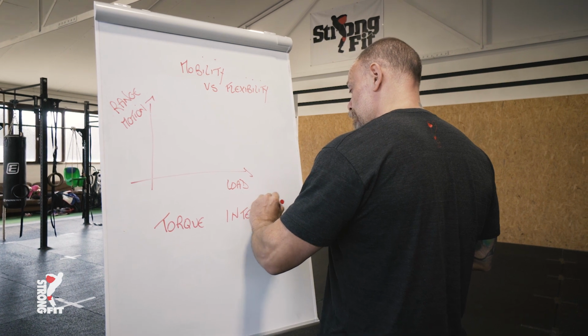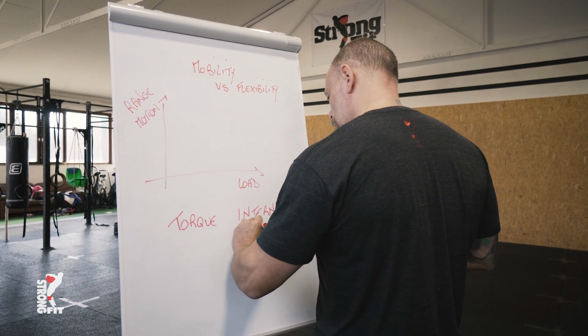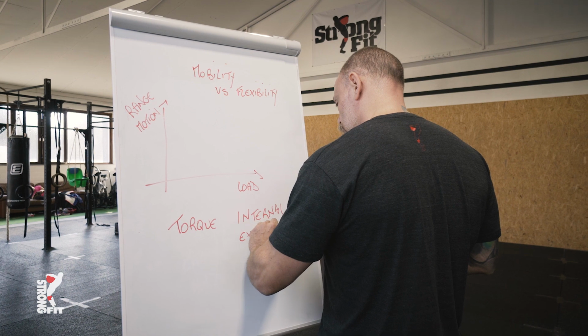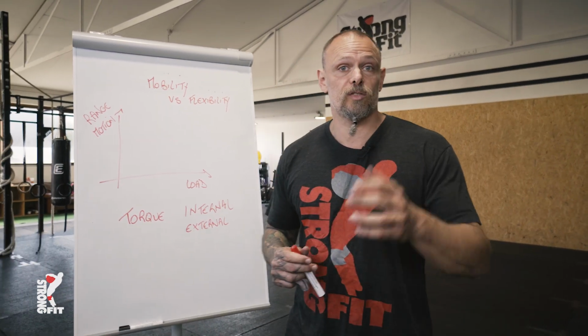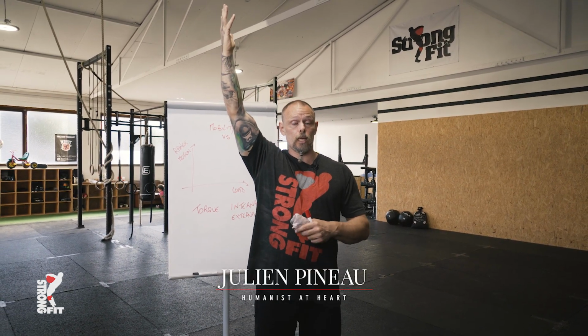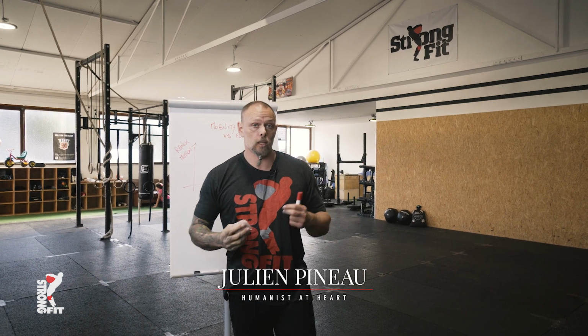That means internal, external. That means that for the same position, you have two different mobilities. If I put my arm overhead, now I have two kinds of mobility. I have the mobility for internal torque, engaging the pec, whereas mobility for external torque, which means engaging the latissimus dorsi. It is not going to be the same.